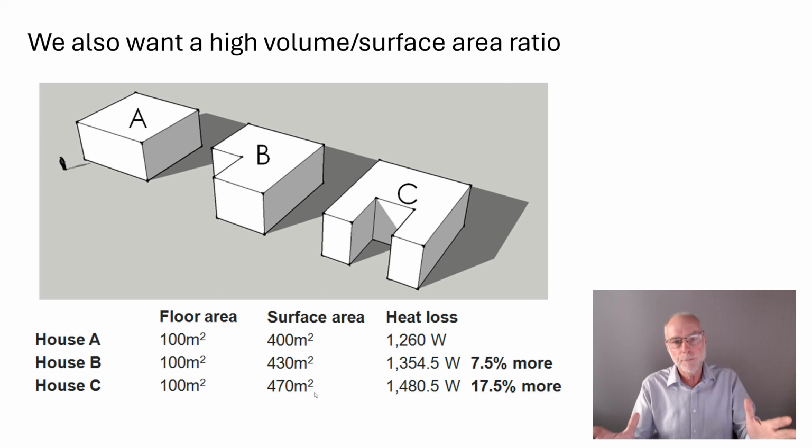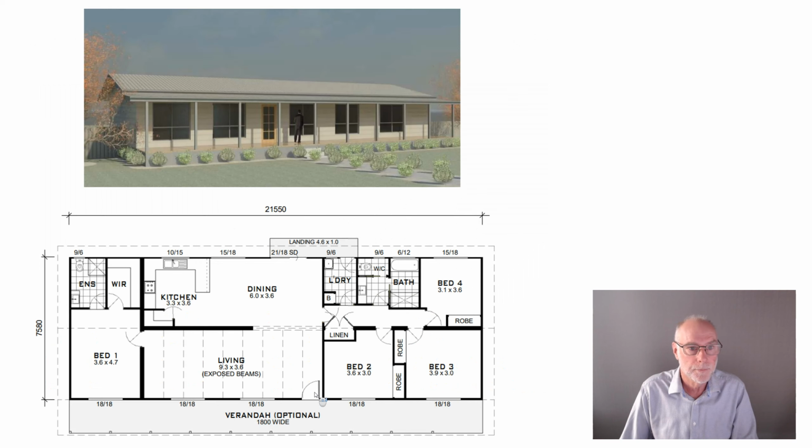So a simple rectangular footprint gives you lower cost and best energy efficiency, along with a good northern aspect. Now, as I say, you don't have to follow that, but if you start with that idea and then modify it, you'll be well ahead of where you otherwise would be.